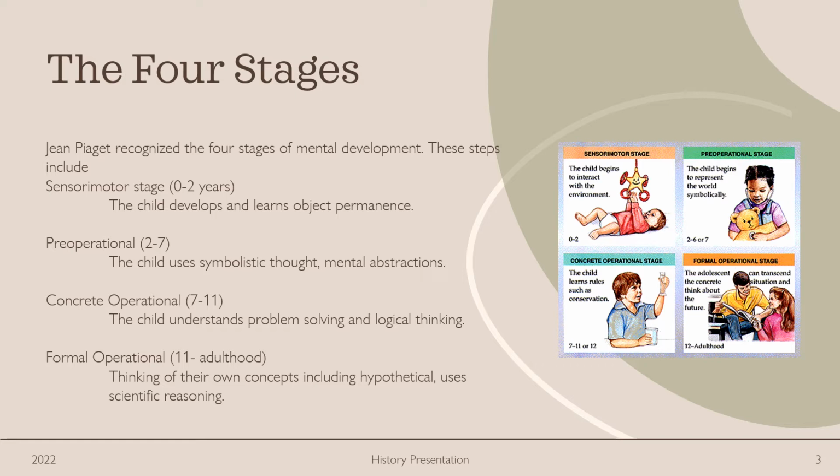Next is the concrete operational stage, which is ages 7 to 11. This means that the child understands problem solving and logical thinking. This is pretty much asking questions, understanding questions. This is what you see almost fully adult. They're starting to understand concepts of the world. And then our last stage here is the formal operational stage, which is 11 to adulthood. This is thinking of their own concepts, including hypothetical and using scientific reasoning. So usually 11 and above, we can think about future and past situations and concepts other than just current.